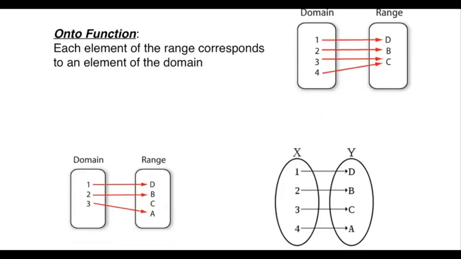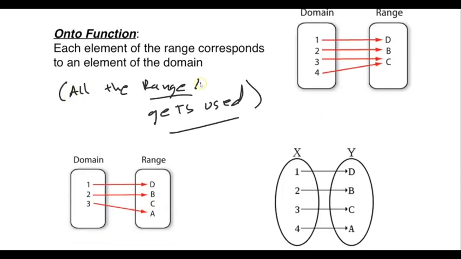Now we have an onto function. Onto just means all the range gets used, the y values. If you have a function where all the y values get used, we call that an onto function. Look at here, this is a function, they're all different. And then over here, it's not one-to-one because c gets used twice, but it's all being used, so it's called onto. Very easy to tell if it's onto if I give you a mapping function.